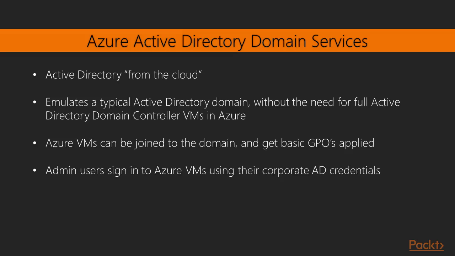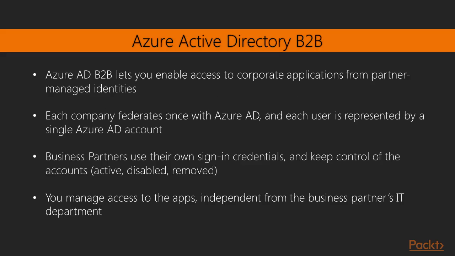And once you have Active Directory Domain Services configured, you can join Azure virtual machines into this domain and get basic group policies applied. Now, quite important, it's not exactly the same as running your on-prem group policies. So it's more like a subset of everything that's available on premises. And then on top of that, admin users can sign in to Azure virtual machines by using the corporate Active Directory credentials out of the Azure Active Directory Domain Services again. Pretty interesting tool. Another feature or version that is available is Azure Active Directory B2B, business to business.